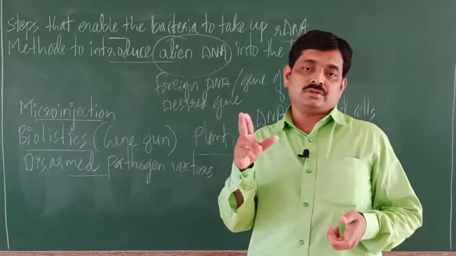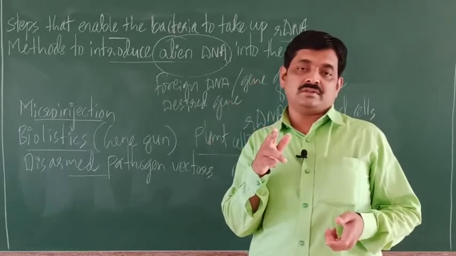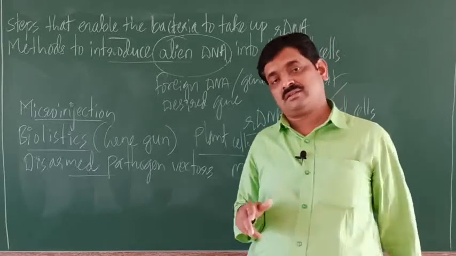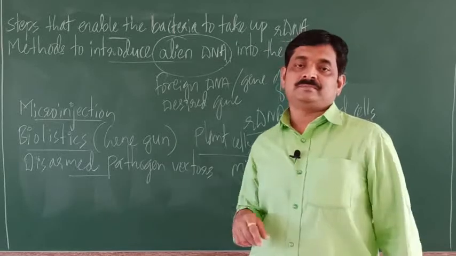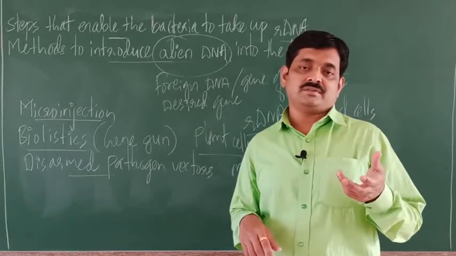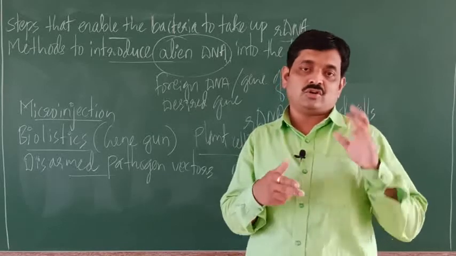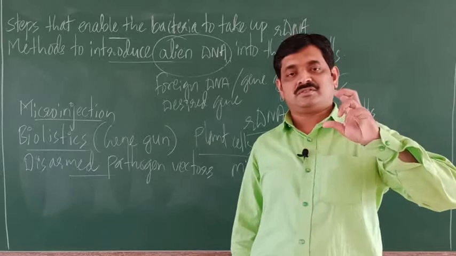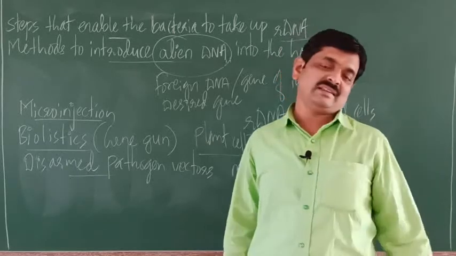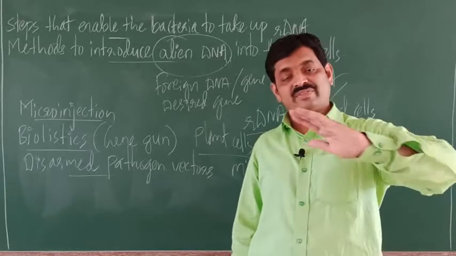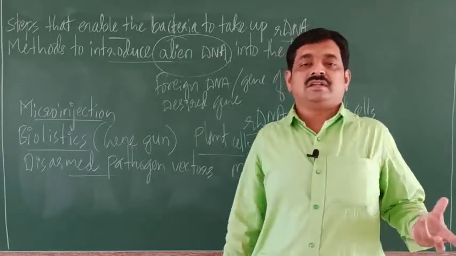How do we shoot a bullet? We shoot a bullet by using a gun. So here, these microparticles are like bullets, which are shot on plant cells. And these bullets reach the target site, that is plant cells. Along with them, they carry the DNA.